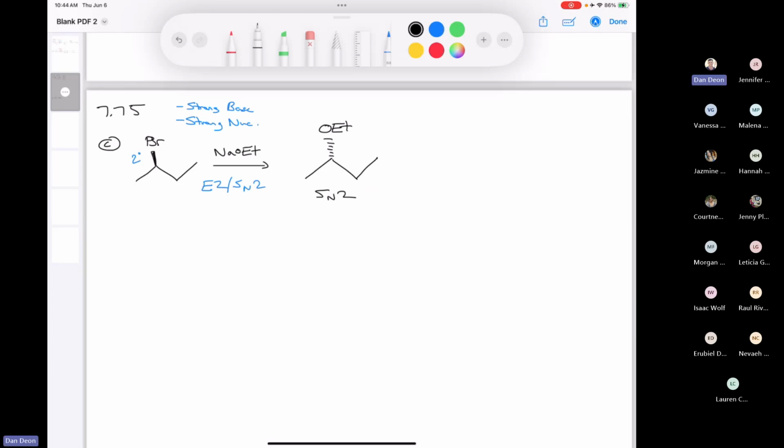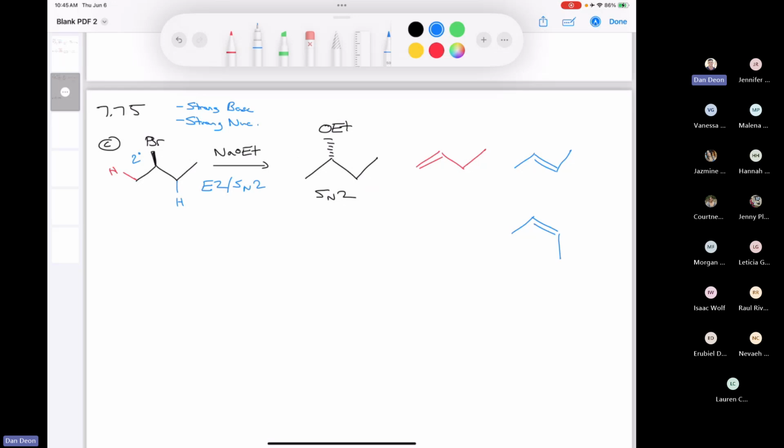But as far as the E2 products go, I have this type of beta proton, and I have this type of beta proton. Oops, I'll need a different color. If I pull off the proton in red, I end up with something that looks like this. If I pull off the proton in blue, then I end up with this compound. But as we saw in the previous example, we also have the stereoisomer, which is going to be this compound.